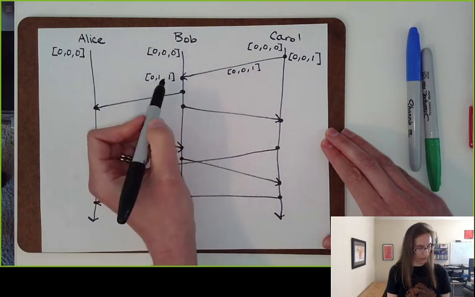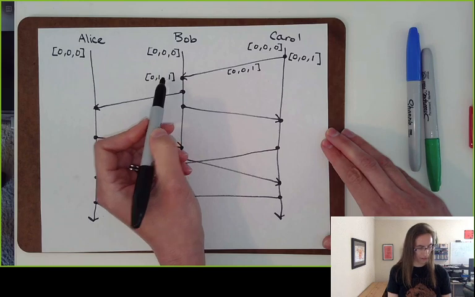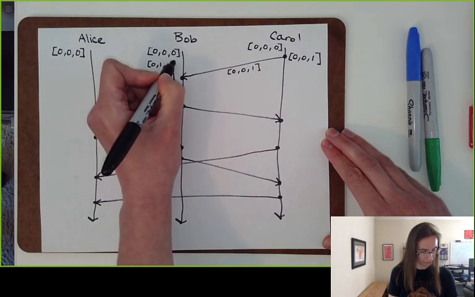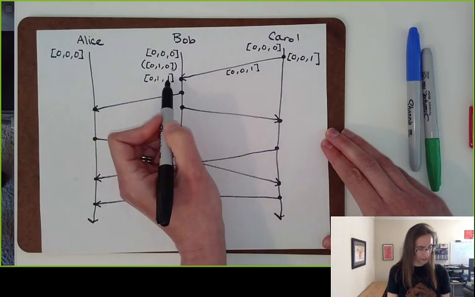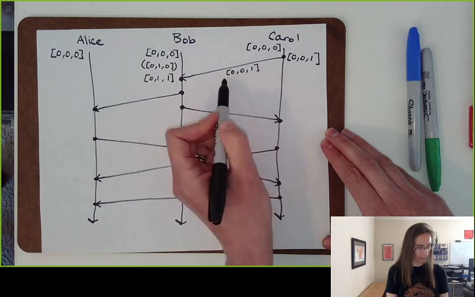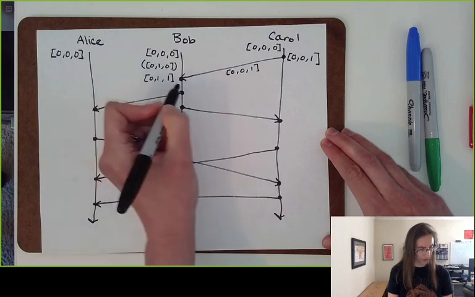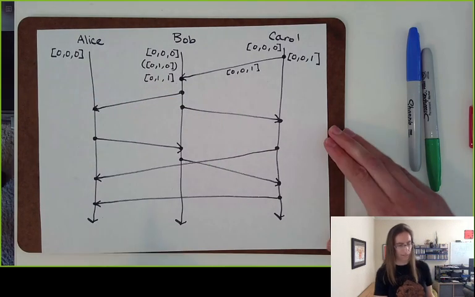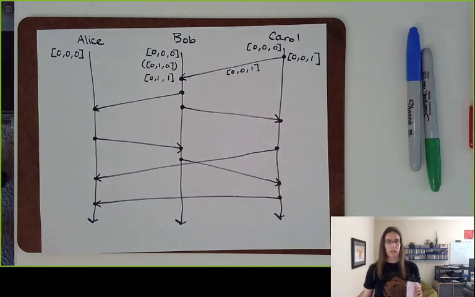So what he did was he first incremented his own position to get 0, 1, 0, and you could write that in as a sort of intermediate step if you want to. And then he combines that 0, 1, 0 with Carol's 0, 0, 1 and takes the pointwise maximum of every entry there to get this, which is his vector clock, which is going to be the vector clock associated with this event. All right, so that's what Bob does for his very first event.